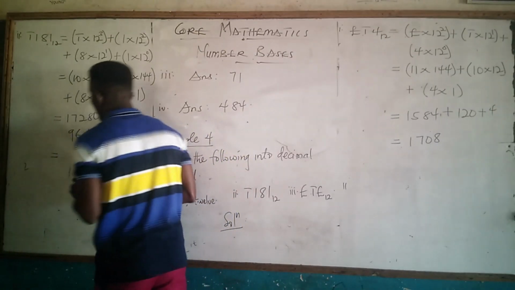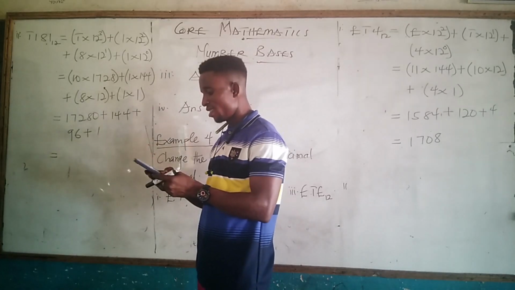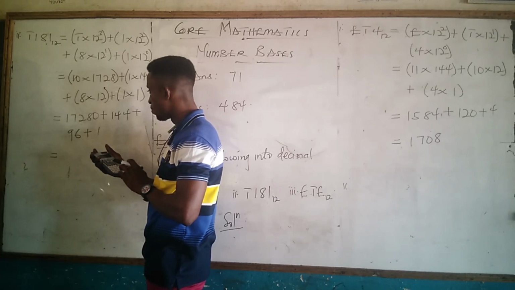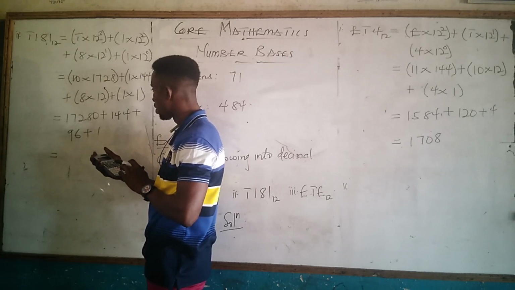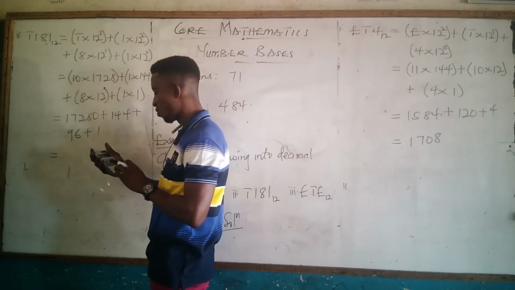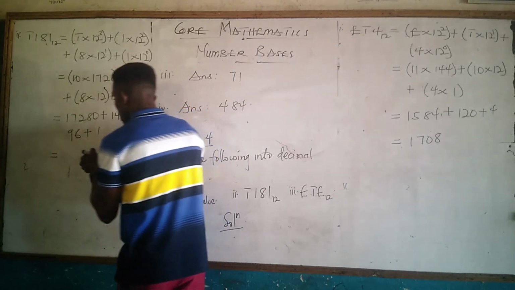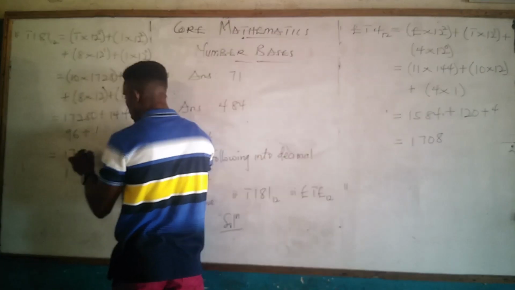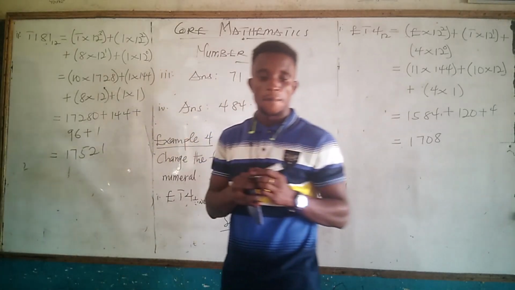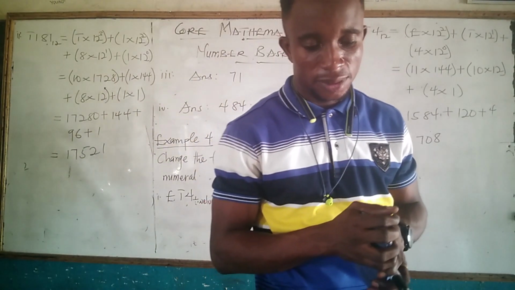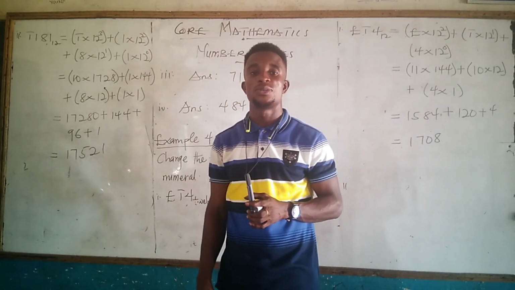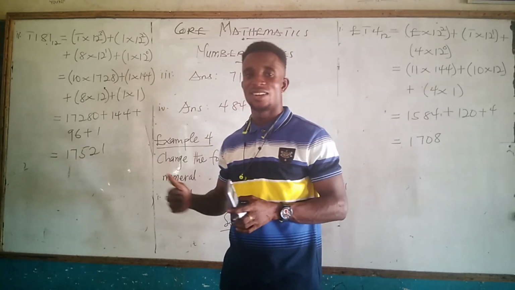So putting everything together, I have 17,280 plus 144 plus 96, plus the 1. And it is getting me what? 17,521 base 10. 17,521 base 10. And that is correct for that one too. And I hope you're able to get that one.